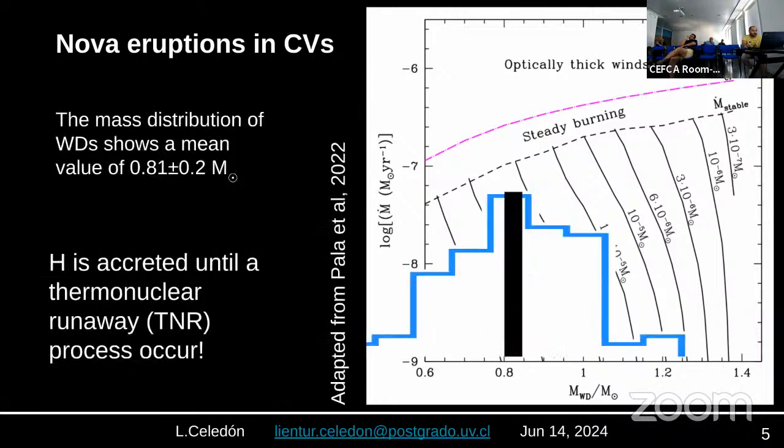In the case of cataclysmic variables, the mass distribution of the white dwarf shows a peak at around 0.8 solar masses, while the mass transfer rate of the system is always below this line. So this means that in cataclysmic variables the thermonuclear runaway process always happens.